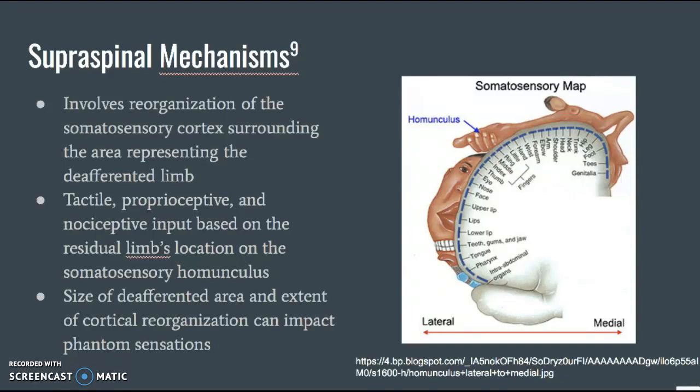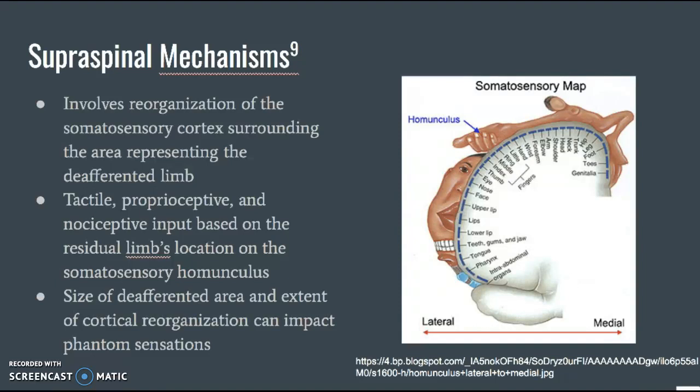The basis of the supraspinal mechanism is that there is a somatosensory cortical reorganization of the area representing the deafferenated limb. This is predominant with individuals experiencing phantom limb pain and phantom sensations. The tactile, proprioceptive, and nociceptive input is based on the limb's location on the somatosensory homunculus.